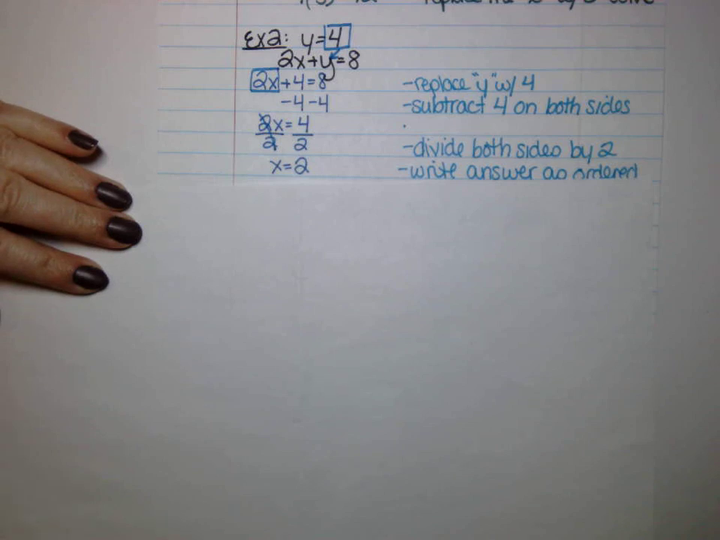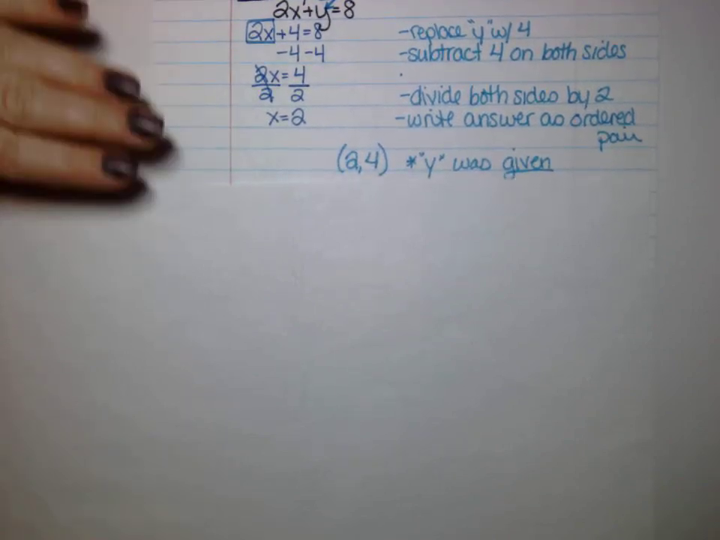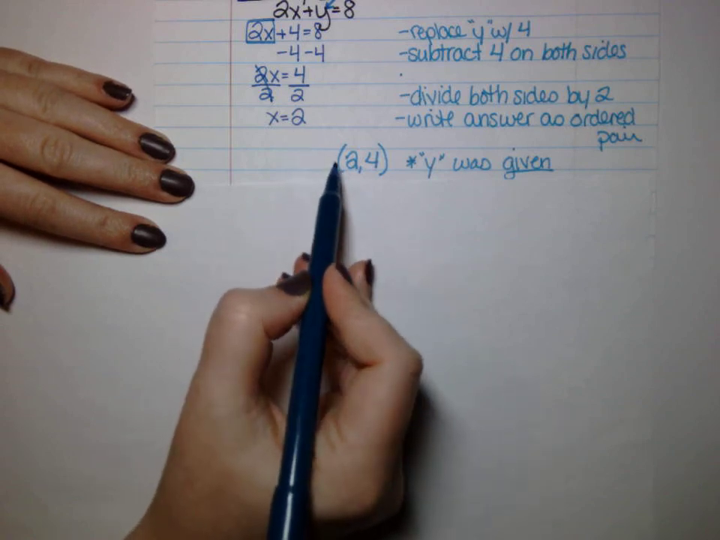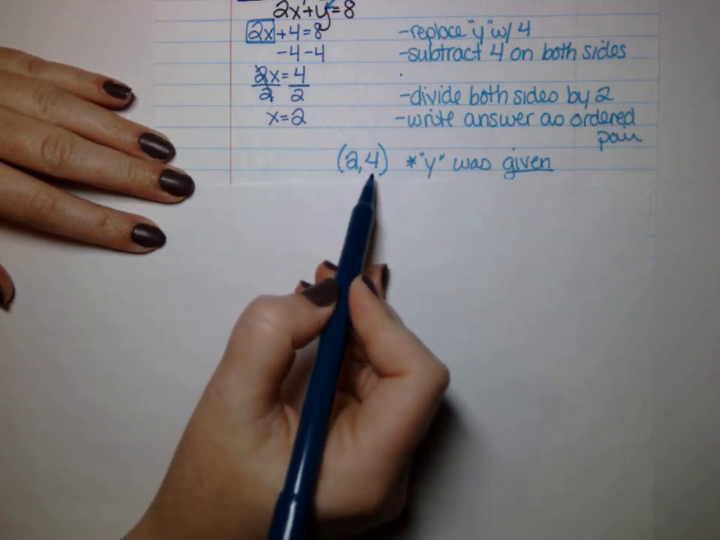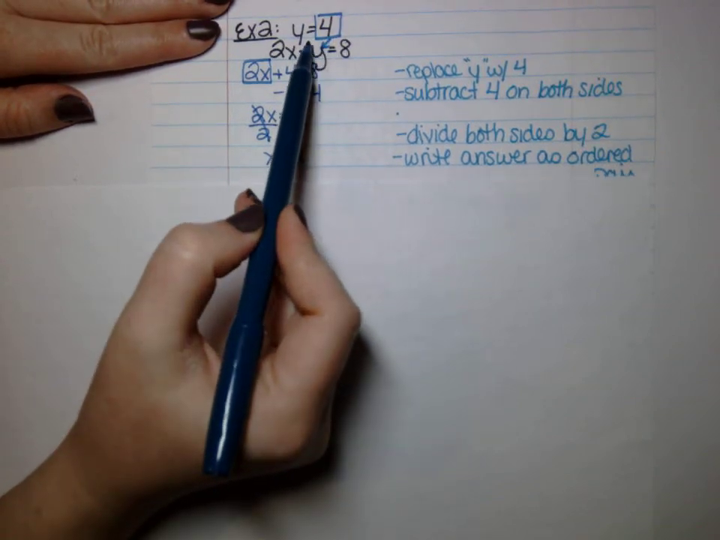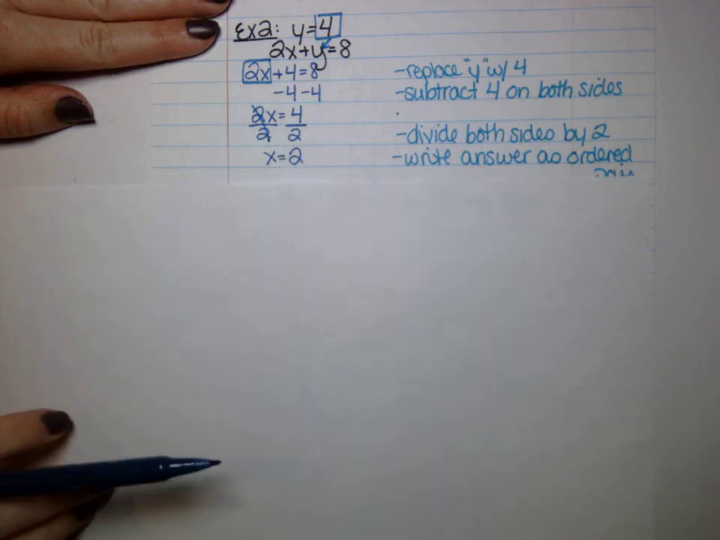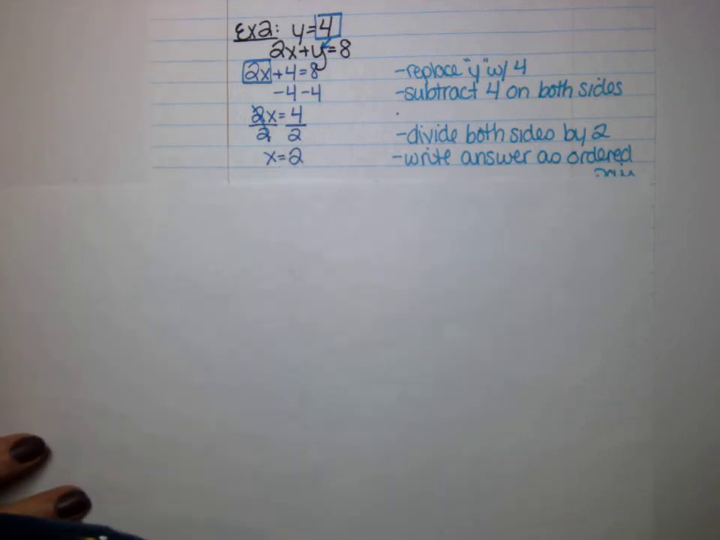When I write this as an ordered pair, my x that I just solved for is my 2, and my y is a 4 because that was given at the top in the first equation. Y was 4, so all I had to do was solve for my x.